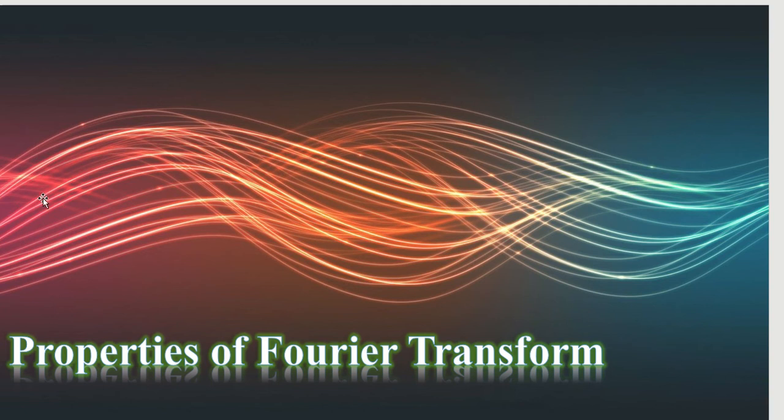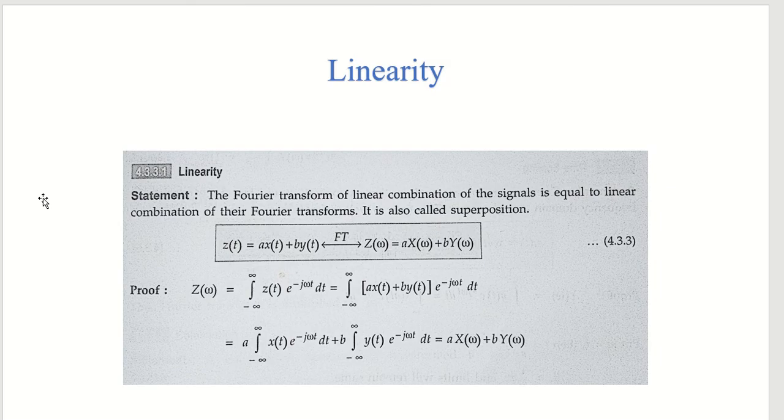So let's initiate with the linearity property. What does the linearity property say? It says the Fourier transform of a linear combination of signals will always be equal to the linear combination of their Fourier transforms, right? So basically you need to satisfy the superposition theorem, and if your signal can satisfy the superposition theorem, then your system is linear. So that's your linearity property.